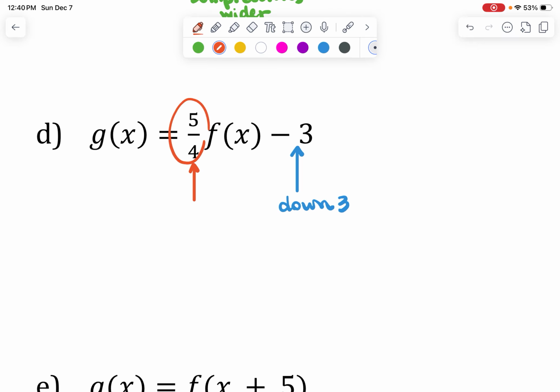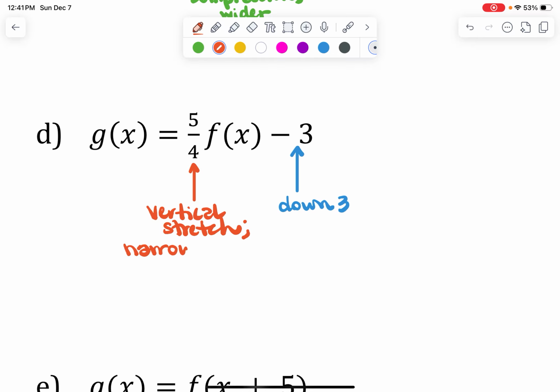Now, this 5/4, you want to be careful. It is a fraction, but it is a fraction greater than 1. 5/4 is going to give us 1.25. So that means this is a vertical stretch, which of course makes our parabola narrower.